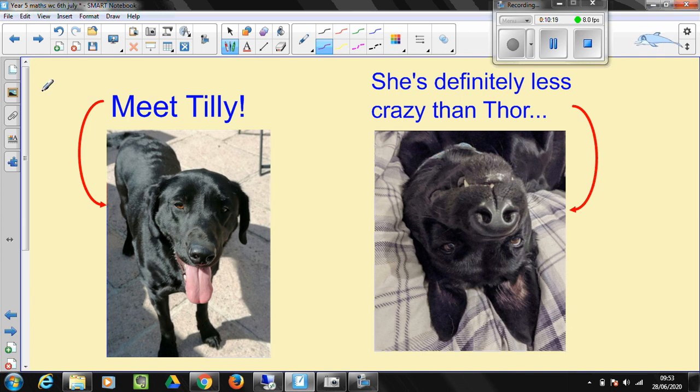You've worked really hard today. I told you on one of the English videos a while ago that my parents were considering getting a new dog called Tilly. This is Tilly. She's definitely a lot less crazy than Thor.